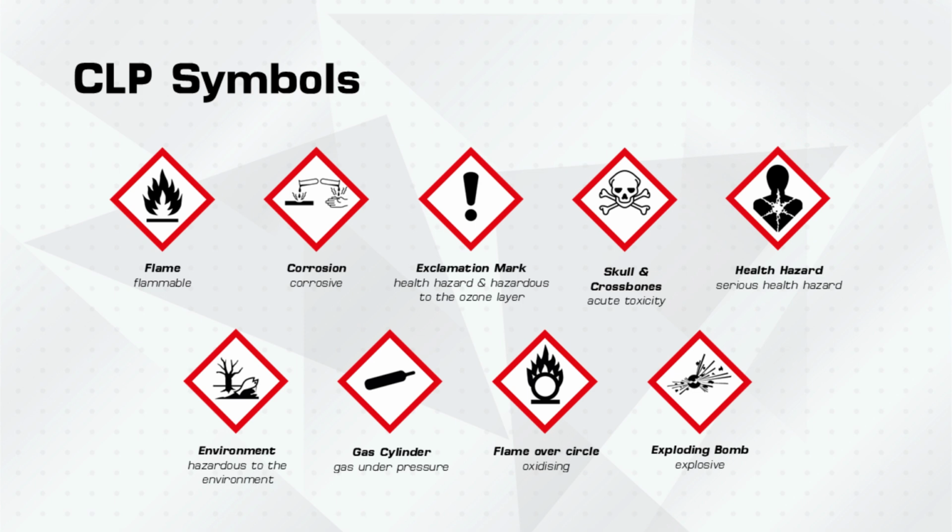The next symbol, which shows the upper torso, tells us that the chemical poses a serious health hazard. The symbol displaying a fish, with a tree in the background, lets us know that this product is hazardous to the environment. The symbol of a gas cylinder warns of gas under pressure. And the symbol illustrating a flame over a circle stands for oxidizing. And finally, the last symbol shows a picture of an exploding bomb. This warns us that the product is explosive.